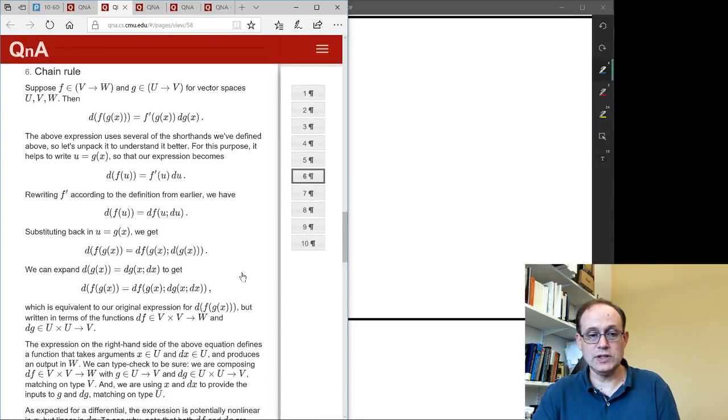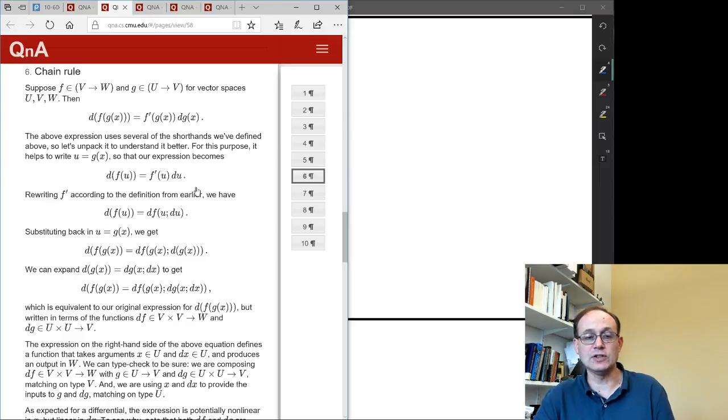The next rule is the chain rule. If you have two functions, f and g, where f goes from a vector space v to another vector space w, and g goes from u to v, then you can compose these to get f of g of x, and the differential of that is written this way according to the chain rule: f prime of g of x, dg of x. This expression uses a bunch of the shorthands that we've used.